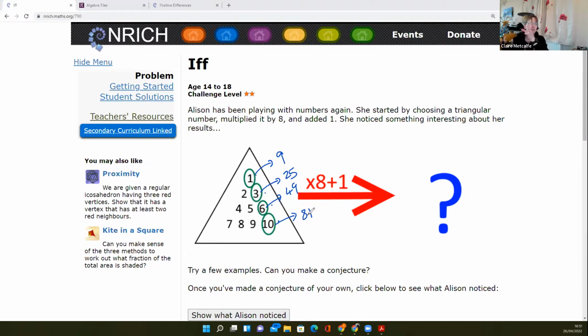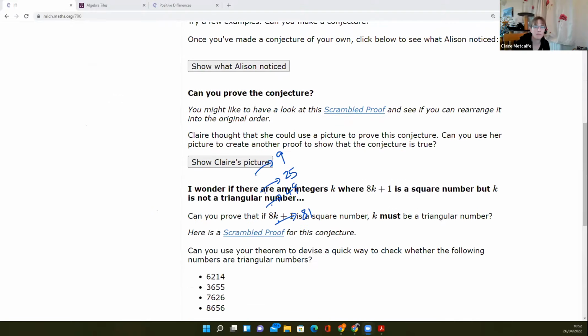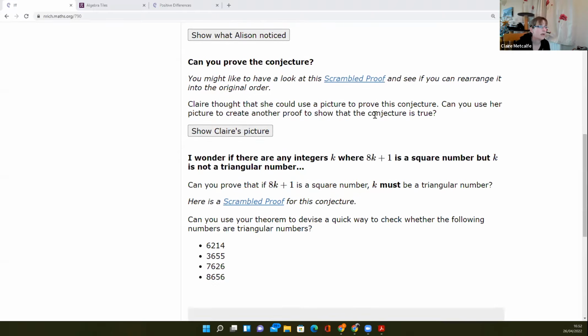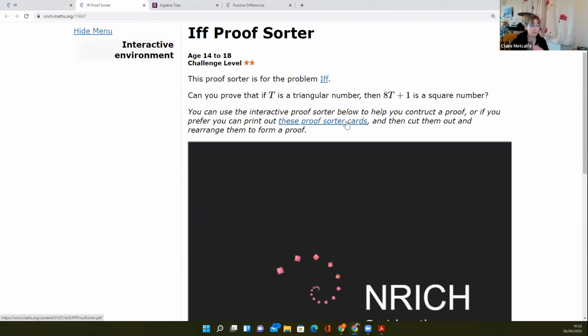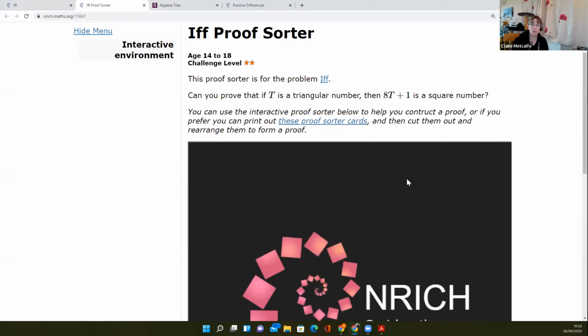So the question is, if I take a triangular number, multiply it by 8 and add 1, do I always get a square number? And then also, for every odd square number, can I write that as a triangular number multiplied by 8, added 1? So the idea of this process can happen in both ways. And if I just scroll down a bit, we've got a couple of scrambled proofs for students to rearrange. And in the same way as before, we also have these as proof sorter cards for students to cut out and to move around.